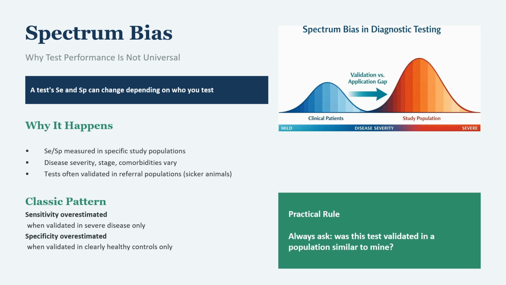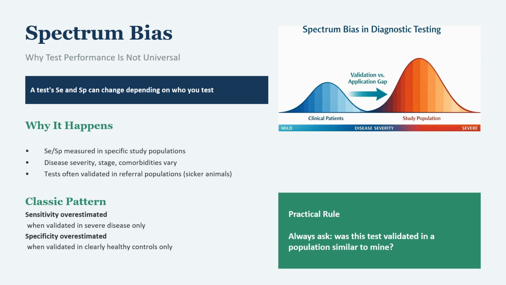The most common pattern is this: a test is validated in a referral or tertiary care population, where truly diseased animals tend to have more severe, classic, and well-established disease, and truly healthy controls tend to be clearly normal. In that population, the test might have excellent sensitivity. It easily distinguishes advanced disease from clear health.